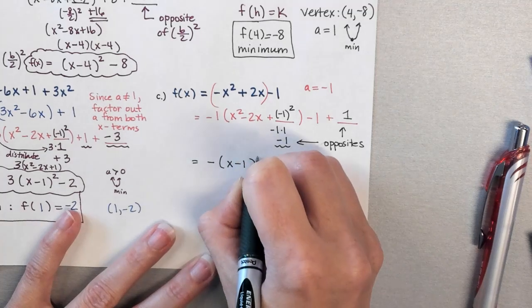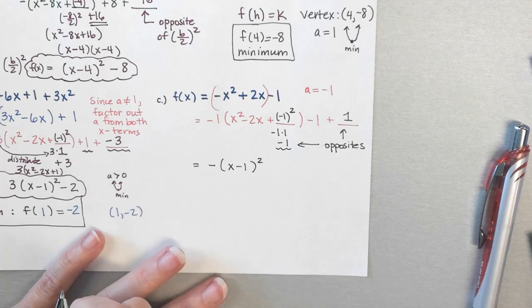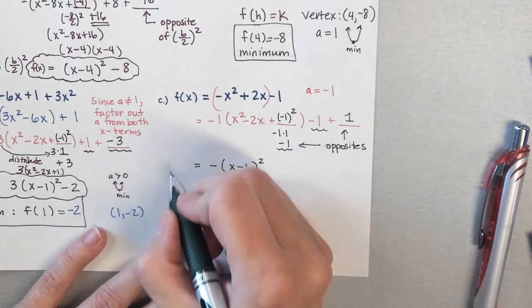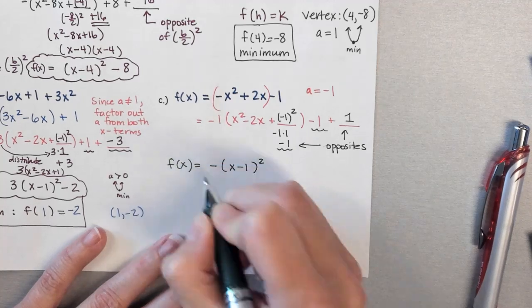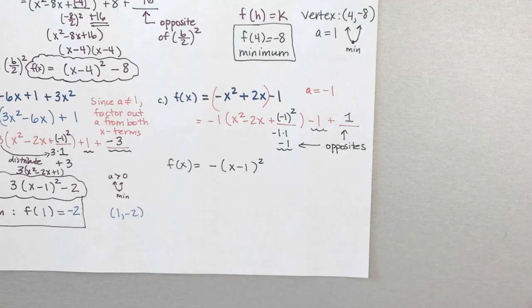So when you factor this, -1 plus 1 is actually just what? 0. So -1 plus 1 is 0. So you can leave your final answer like this. Okay, and then I want you to say if it's a max or a min. And then write that in function notation.